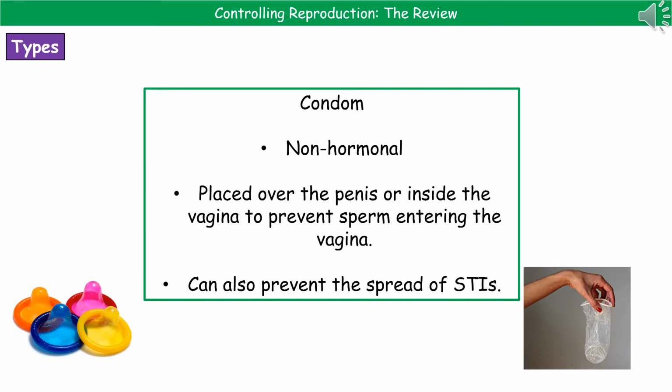So the most common type of contraceptive used is the condom. It's a non-hormonal method because it's a barrier. It's placed over the penis or inside the vagina to prevent sperm from entering the vagina. Big advantage to a condom is that it's also going to prevent the spread of STIs. So remember, these come for both male and female.